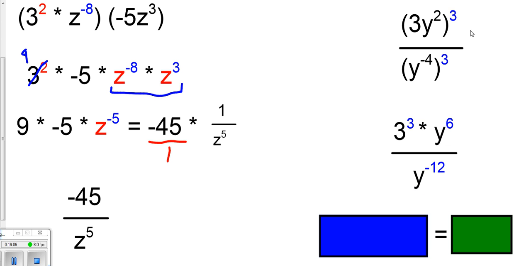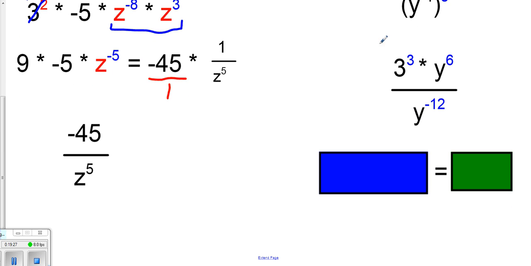Once we have it there, we can simplify each piece. This 3 needs to go to each base, so here and here. So it becomes 3 to the power of 3 and y to the power of 6, because 2 times 3 is 6. This 3 needs to get applied just to the one base here, so it becomes y to the negative 12 on bottom. So here's our numerator, here's our denominator.